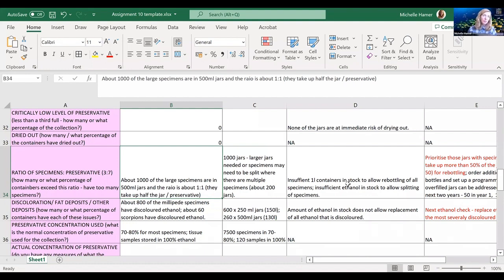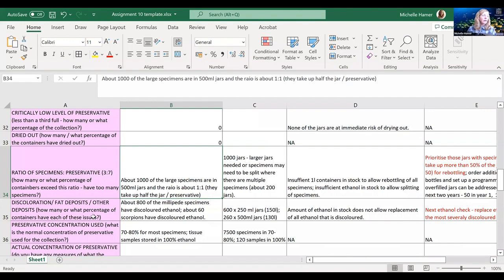So if you had to address that, if you had to fix it, you can either put them into a bigger bottle, or if there's many different specimens in one bottle, could you split them, put them into other bottles? So don't just think about how many are overcrowded. What would be needed to fix that situation, to meet the standard?